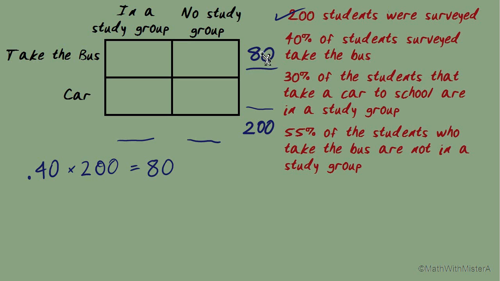And since we know that 80 students surveyed take the bus, the leftover from the 200 are ones that take a car to school. So that's 120 to make up the total 200.